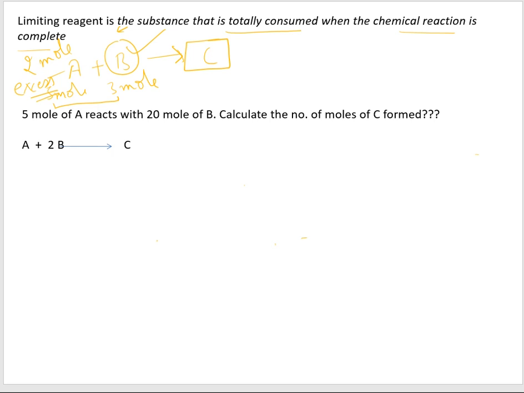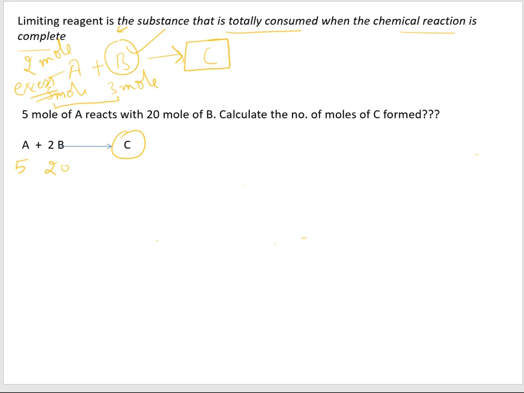I am reading the question. 5 moles of A react with 20 moles of B. Calculate the number of moles of C formed. The reaction is given: A is 5 moles, B is 20 moles. We have to find how much C is formed.